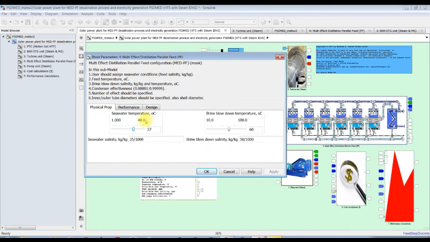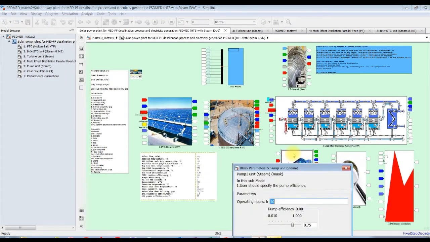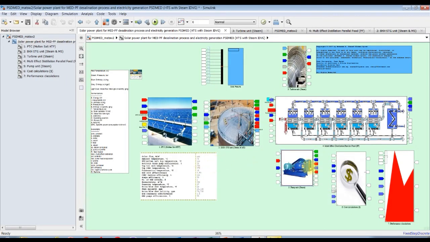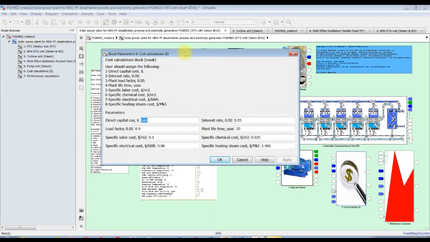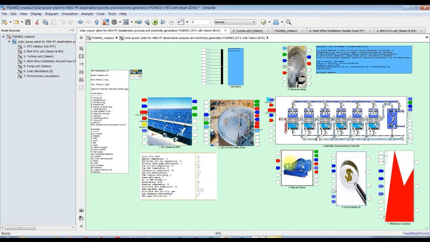MED. For MED, this is seawater temperature. You can control it. Brine blow down, it's 60. This is seawater salinity, 35. This is salinity ratio, and this is blow down salinity ratio. And this is pump unit. We are going to assign the efficiency. Okay, I'm trying to check everything. This is the capital cost, load factor, interest rates. Okay, everything is fine. Okay, let's hit run and see what is going on.